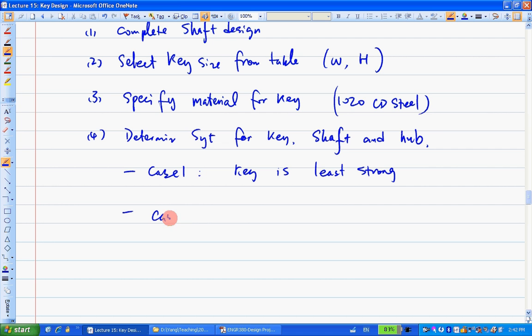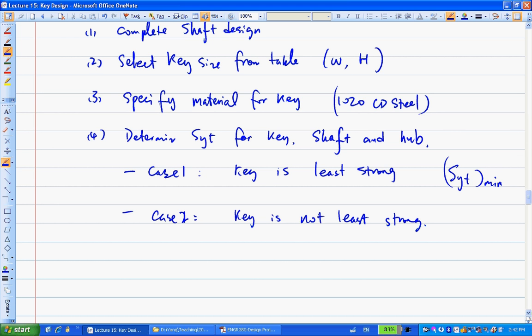And case number two is this special kind of case, which usually doesn't happen. But if it happens, it's basically that somehow your key is not the least strong material. Maybe the shaft is, or maybe the hub is. Then in each one of these situations, doesn't matter what you do, you need to get the minimum value. That's the value that you're going to use for the next step of design.